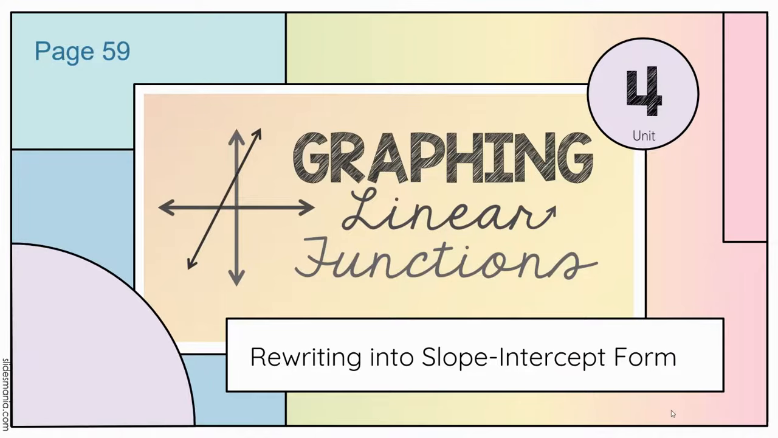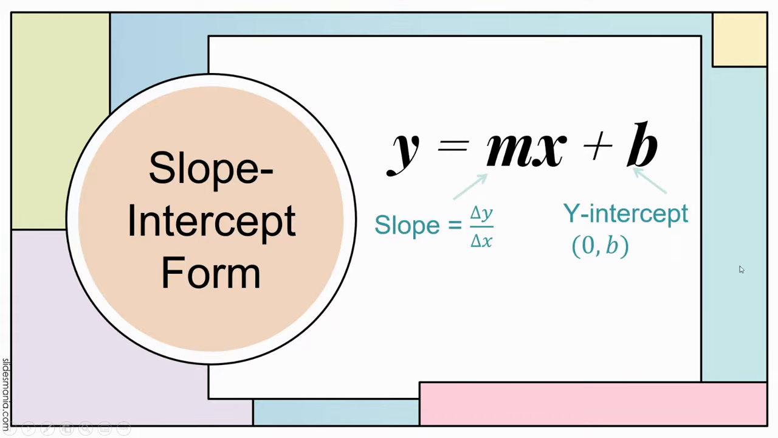Rewriting linear equations into slope-intercept form. So let's review what slope-intercept form looks like. Recall that that is y equals mx plus b, where m represents our slope, change in y over change in x, and b represents our y-intercept, 0, b.